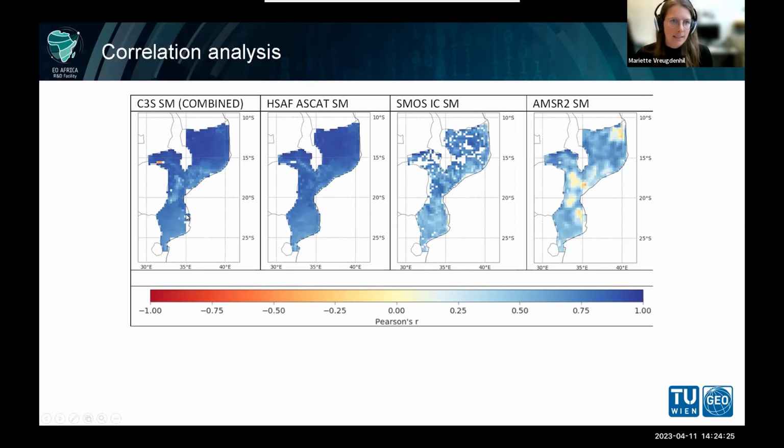And again, what we can see is that here in the center, we have some lower correlations, which we can see in C3S, but also a bit in the HSAF data set. And then for the SMOS data set and the AMSR2 data set, we actually see lower correlation coefficients and even correlations that are close to 0. So this means that if for the one data set the soil moisture is going up or down, the other one is not showing the same temporal variability, basically.